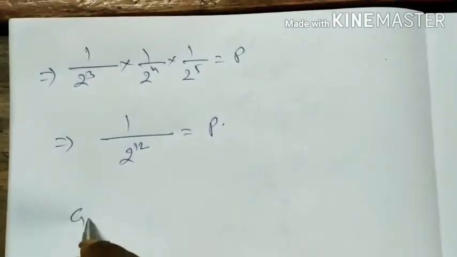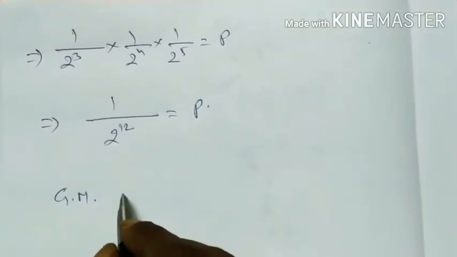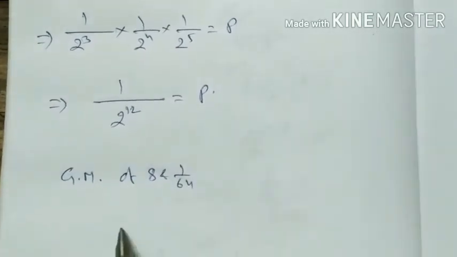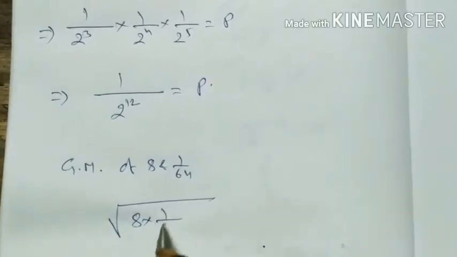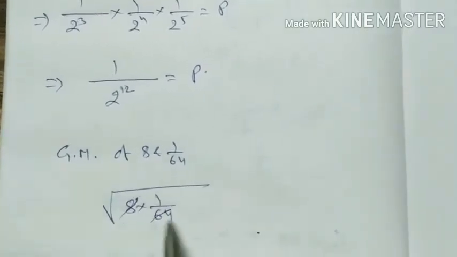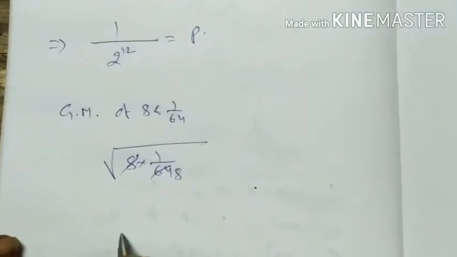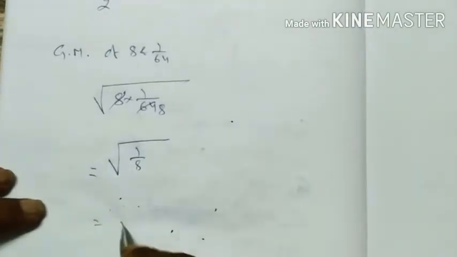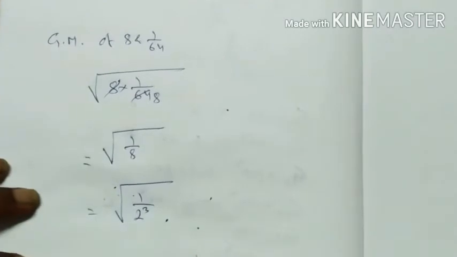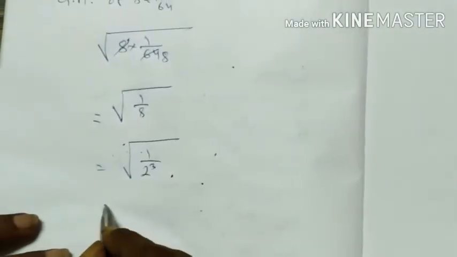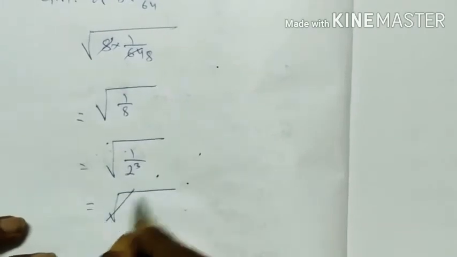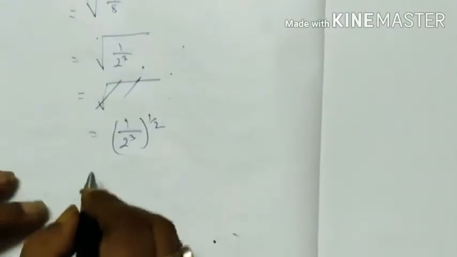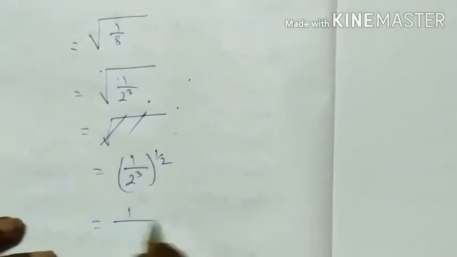Now the geometric mean G is the geometric mean of 8 and 1 by 64. So root over 8 into 1 by 64, this comes out to 8 by 8. So this comes out to be root over 1 by 8. That means this comes out to be root over 1 by 2 cube. This is equal to 1 by 2 cube to the whole power 1 by 2.